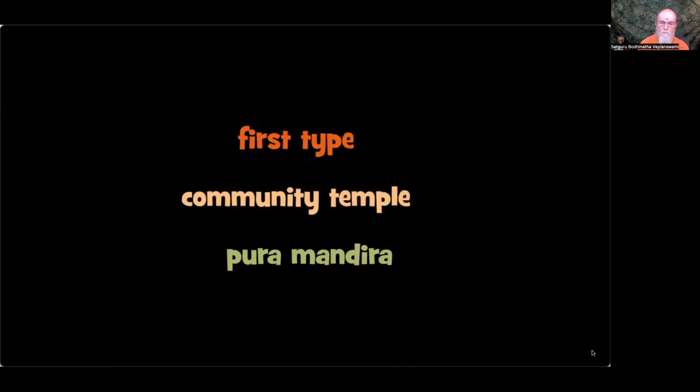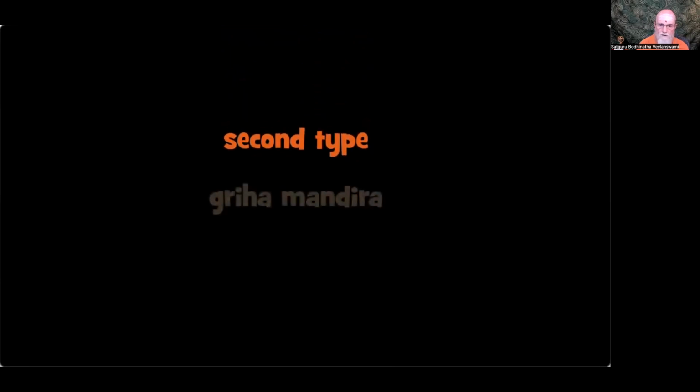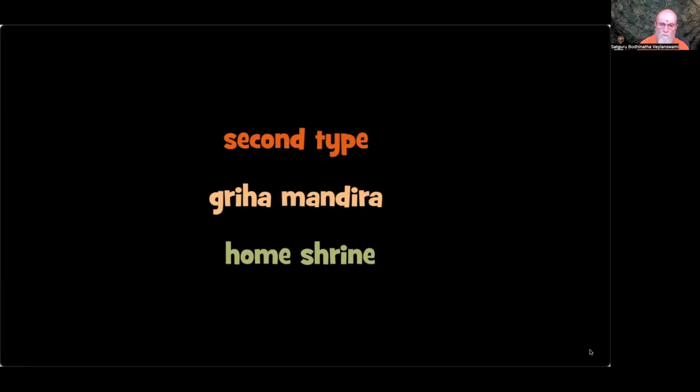In the pursuit of bhakti, I find it helpful to refer to 3 types of temples. The community temple is called the Pura Mandira. This uses Sanskrit. It's not saying koil or mandir. Mandira, Sanskrit. Pura Mandira, the village temple. The second type of temple is the Griha Mandira, which refers to the home shrine. The third type is a few slides away.